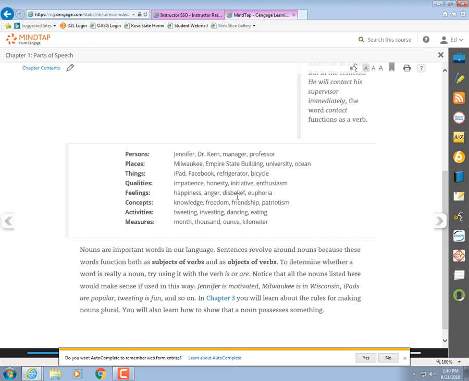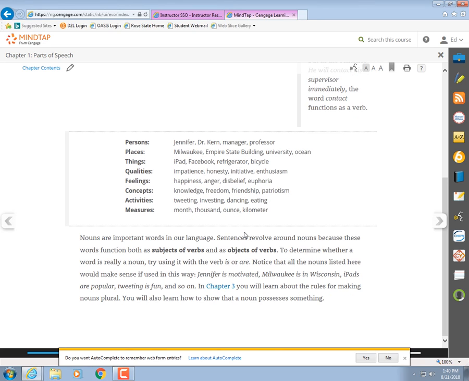Concepts like knowledge, freedom, friendship. His friendship is waning. Friendship is the subject for the linking verb is. And then activities like tweeting, investing, dancing, and eating, all of those are common nouns, and measures like month, thousand, once, and kilometer. Nouns perform as subjects of sentences, as objects of prepositions, as direct objects, and many other components within sentences as well.